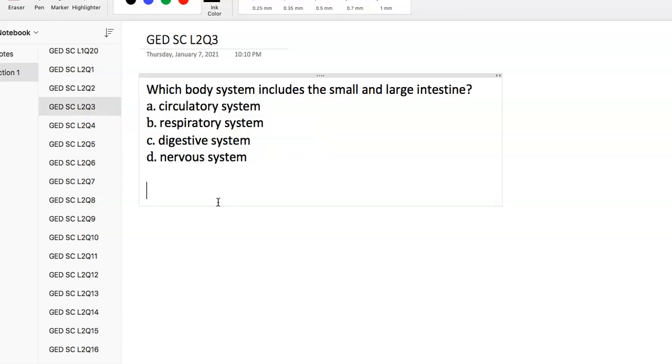Question number 3. Which body system includes the small and large intestine? And that would be the digestive system. Answer choice C for this one.